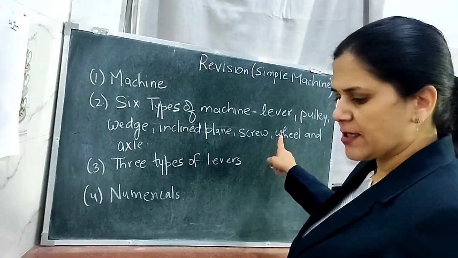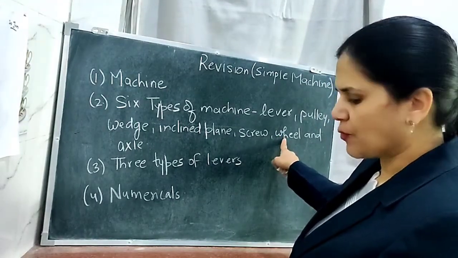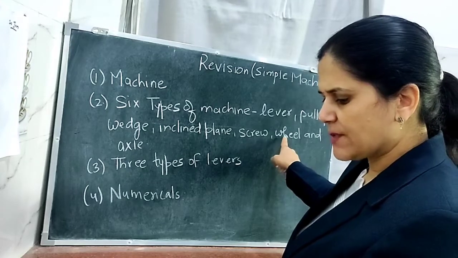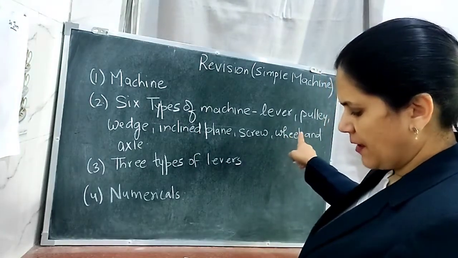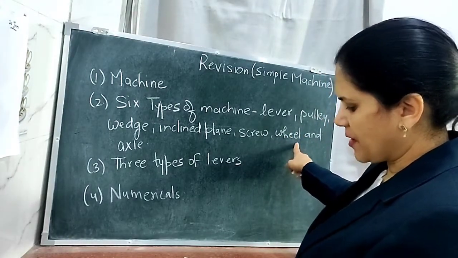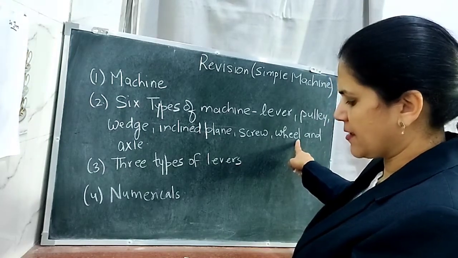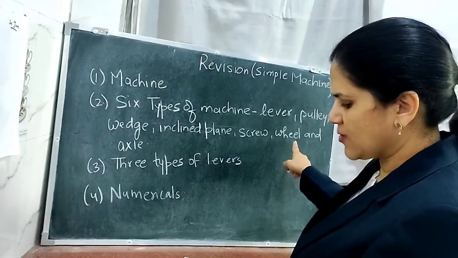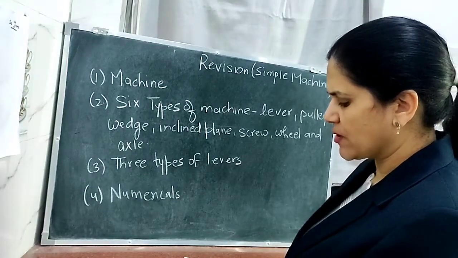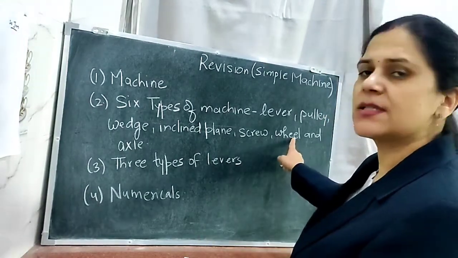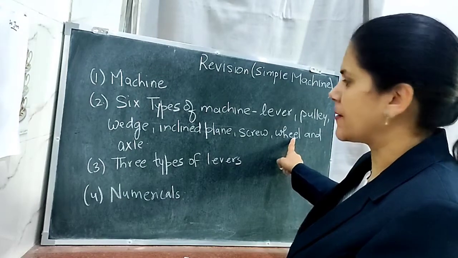Now, let us know something about wheel and axle. What is wheel and axle? Wheel and axle is also a type of machine. It is a simple machine having a wheel and an axle. The linear motion of the axle is obtained by rotating the wheel so as to reduce the friction. For example, you can see here the steering wheel of the car.